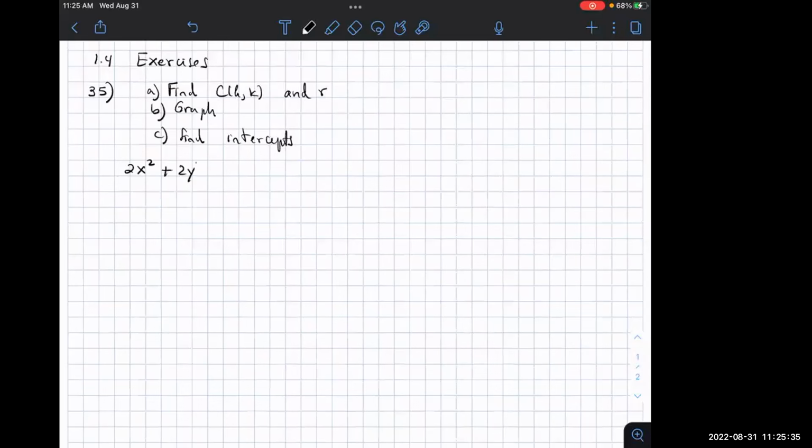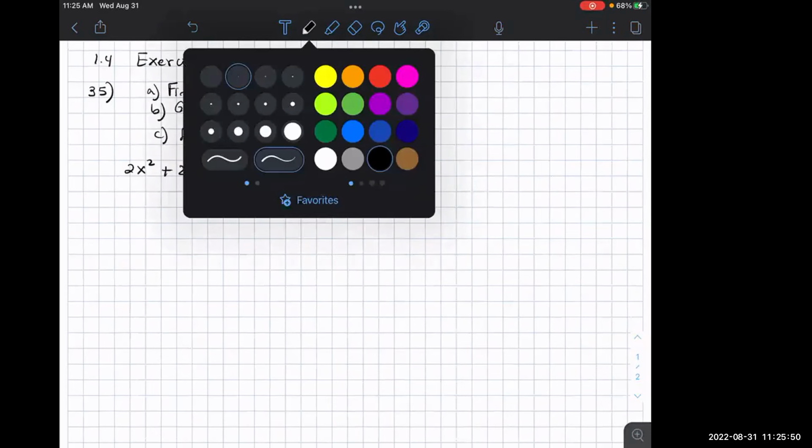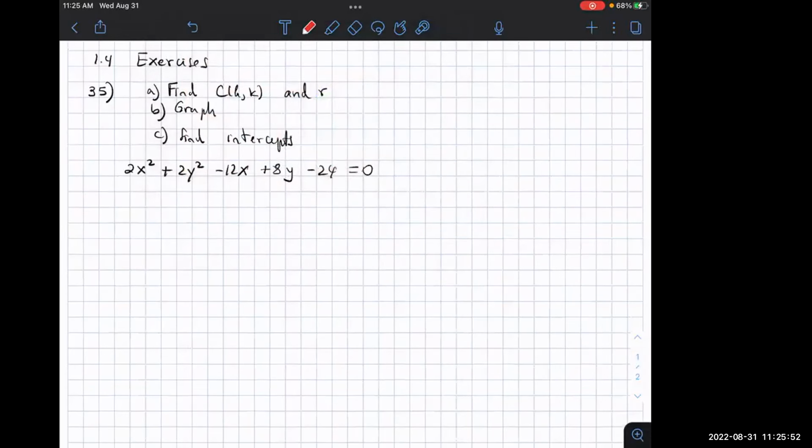plus 2y squared minus 12x plus 8y minus 24 equals 0. Okay, so the steps for going from the general form to the standard form.